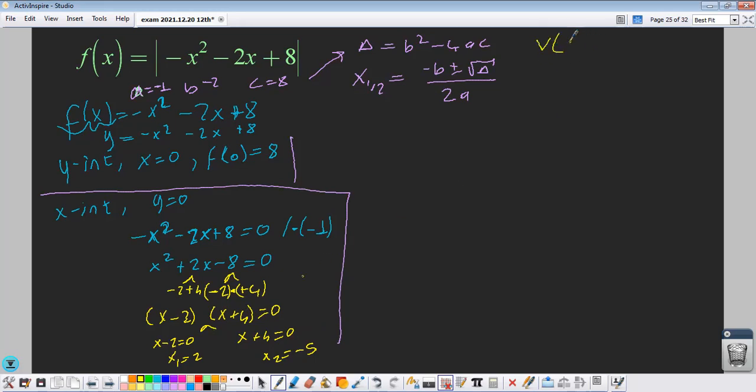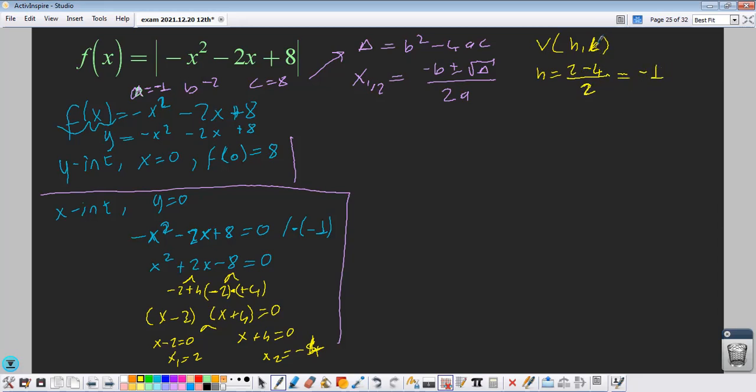Vertex is the highest or lowest point, h and k. h is the x number. It is always in the middle of the roots, so it is always x1 plus x2 over 2. x1 is 2 and x2 is minus 4, so the sum is minus 2, over 2, which is minus 1.